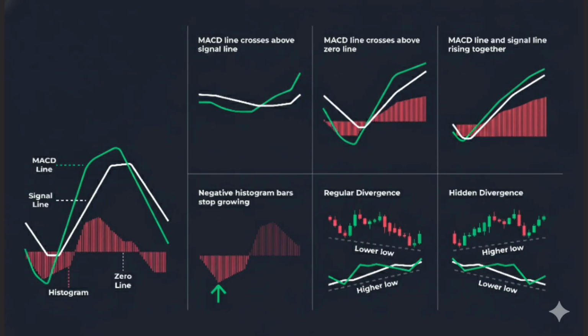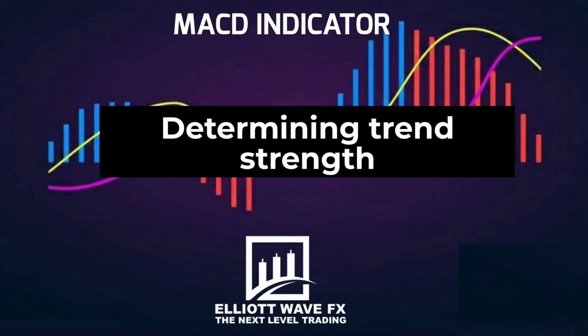Negative divergence. Negative divergence happens when the price forms higher highs, while the MACD line forms lower highs. This signal indicates that the upward buying momentum is waning, and a potential trend reversal to the downside may be imminent. Identifying trend reversals. Positive and negative divergences can serve as early warnings for potential trend reversals. However, it is crucial to confirm these signals with other technical analysis indicators or price patterns before making trading decisions.